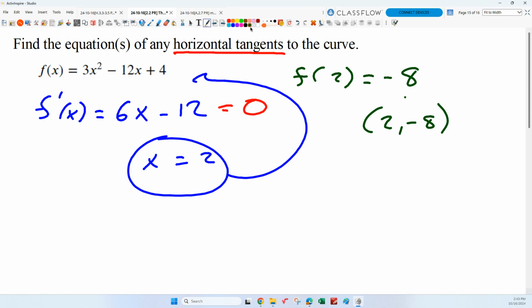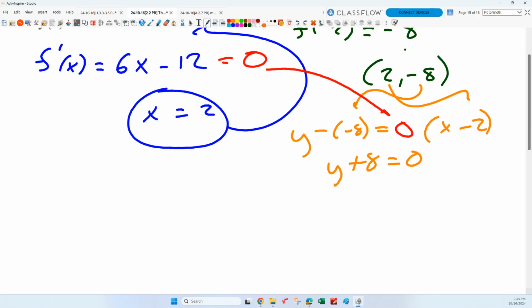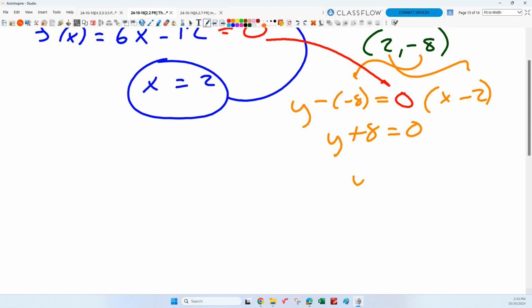What's the slope? We already know what the slope is. 0, yeah. So then if we just use the point slope formula, y minus negative 8 equals m, which is 0, times the quantity x minus 2, but that's just 0, right? I just get y plus 8 equals 0, so what's the equation of the line? There it is, right?